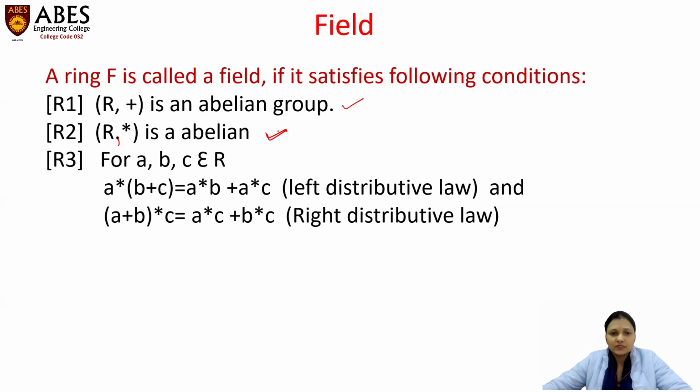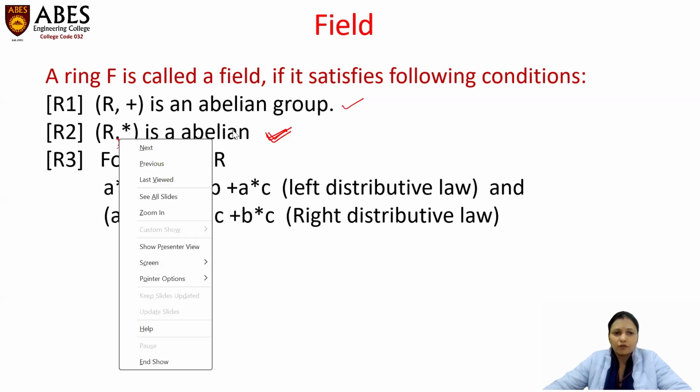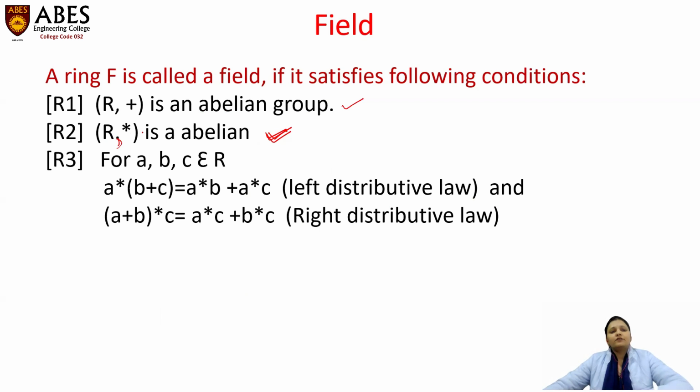So the second property is different for ring and field. The first and third properties are the same. The first property is the set with the first operator should be an abelian group. The third property is the distributive property. The second property for ring was the set with the second operator should be a semigroup. Here that property changed to the set with the second operator should also be an abelian group.